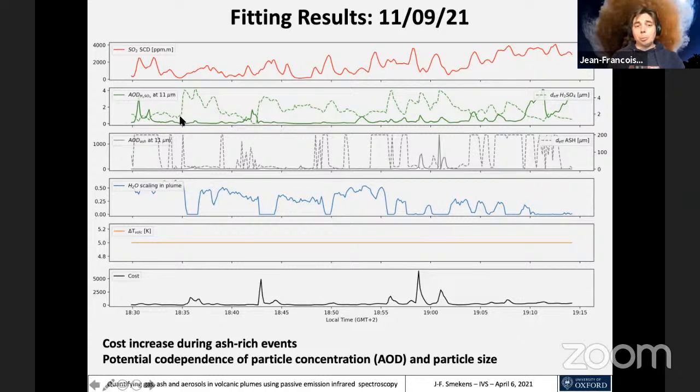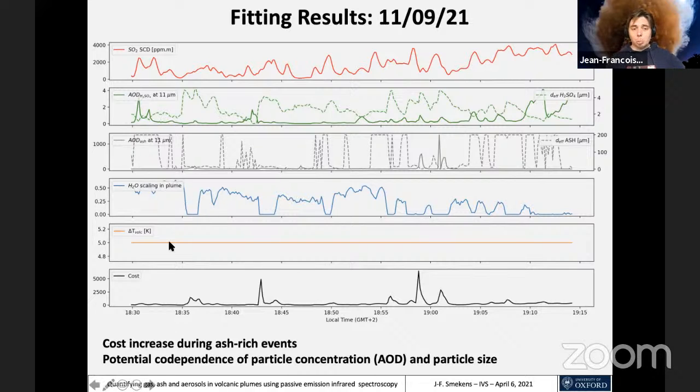But there are some good things that we're seeing in retrieving the effective radius of the sulfate aerosols, and we are able to independently retrieve sulfate and SO2. And so I think that's a good way to move forward. And when not retrieving the sulfate aerosols, the SO2 time series looks very different. And so it's very important, I think, to be able to retrieve both of those at the same time. And a similar thing can be said for the ash.